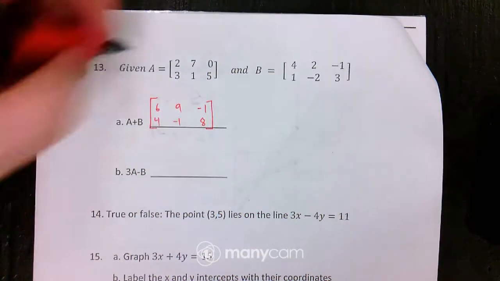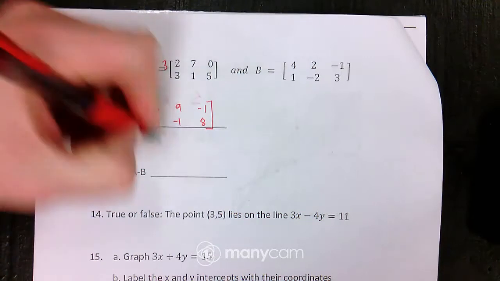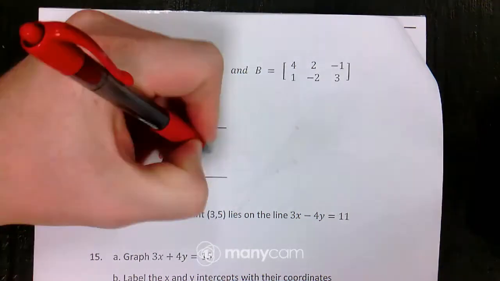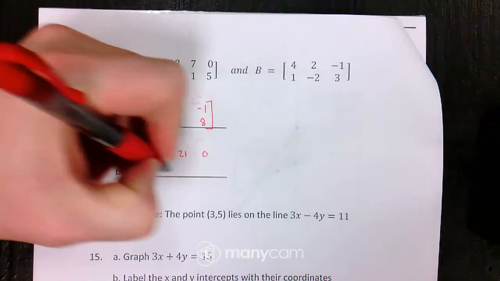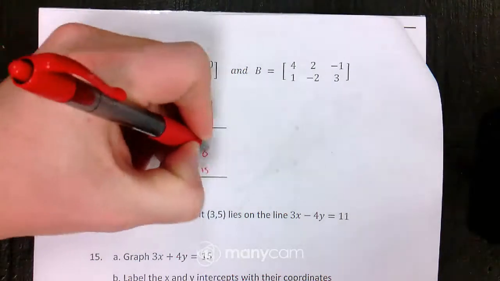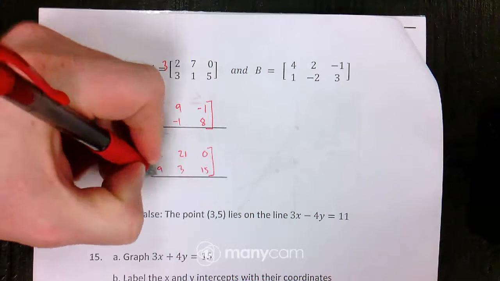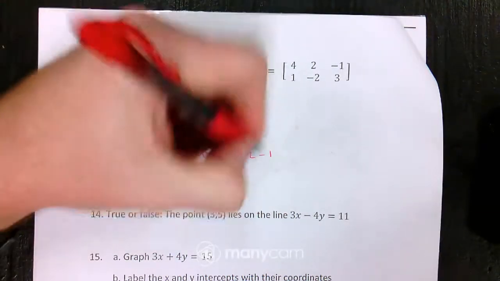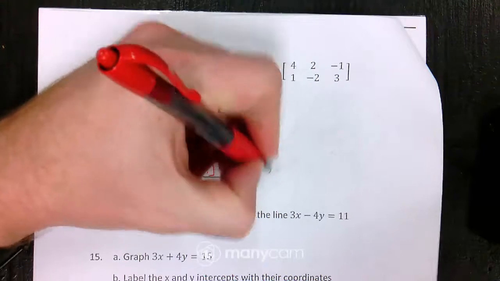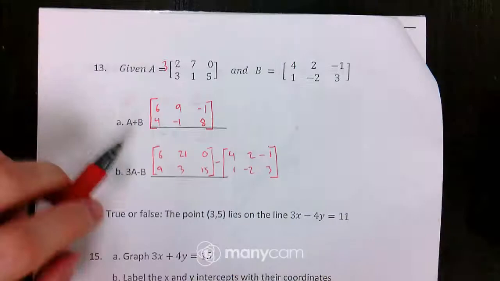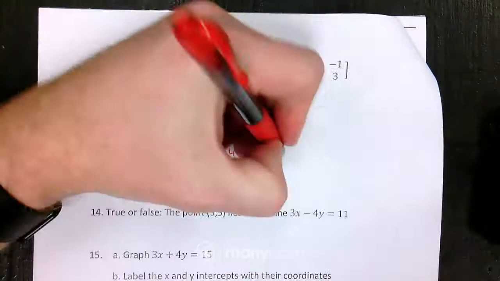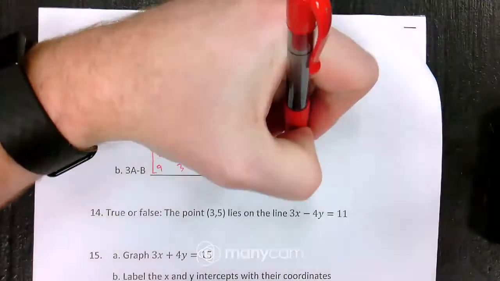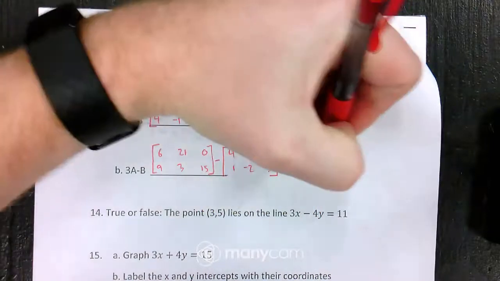First I have to take A and multiply it by 3. So 3 times 2 is 6, 3 times 7 is 21, 3 times 0 is 0, 3 times 9 is 27, 3 times 5 is 15. So I take that, and I'm subtracting B, which is 4, 2, negative 1, 1, negative 2, 3. So 6 minus 4, what does that give me? Somebody yell them out. Next one?